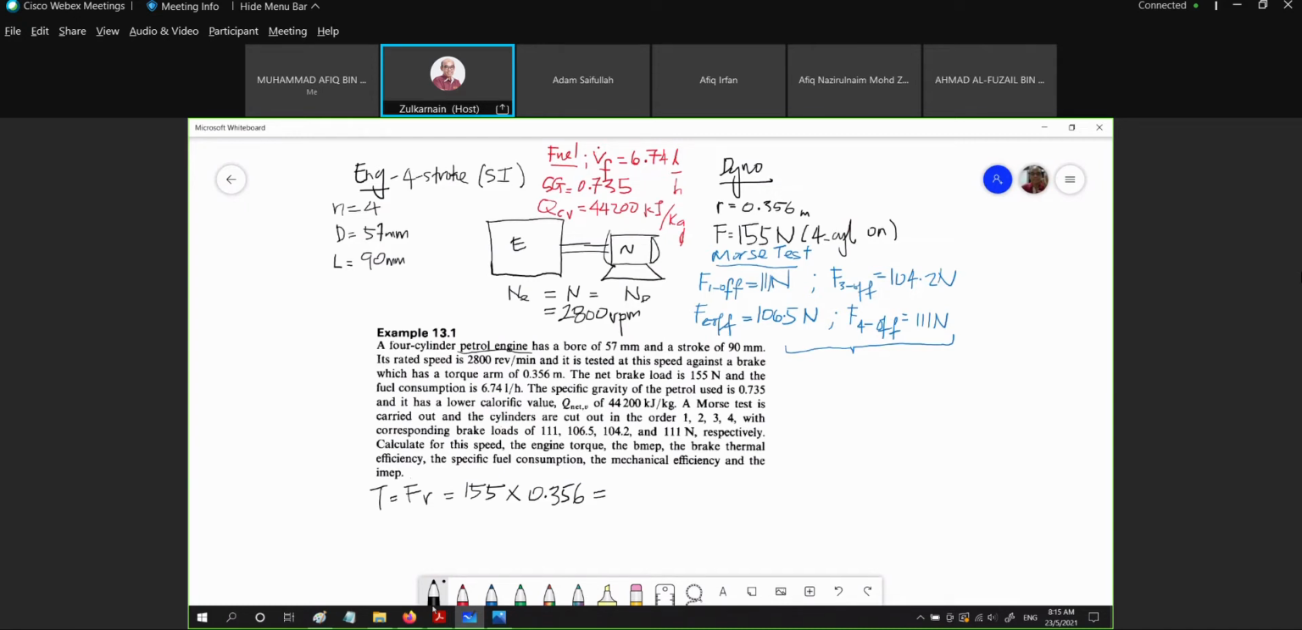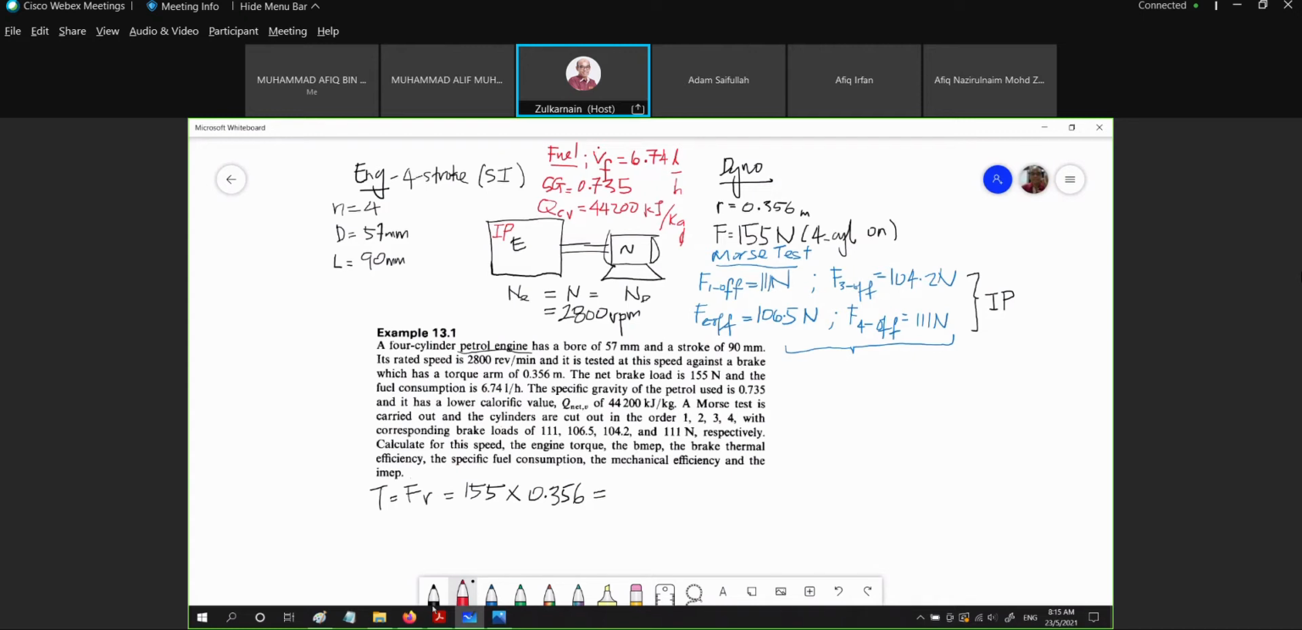Okay. Can anyone answer my question? What is the purpose of Morse test? Finding IP. Yes. Tujuannya ialah untuk dapatkan IP. The indicated power. Where is the indicated power? Indicated power ni engine side ke dyno side? Engine. Yes, engine side. Maknanya IP ni betul-betul ialah based on the characteristic of our pressure and the temperature of the gas. Kita dapat IP. IP ni dekat bahagian kita punya engine.